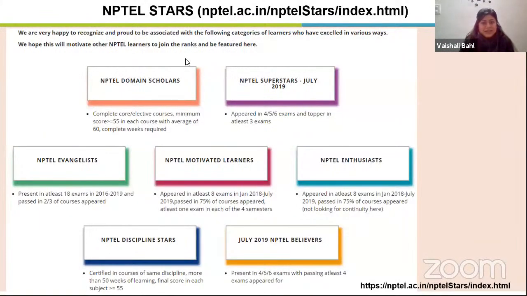Right. Now we have in front of us NPTEL Stars. This is a sort of acknowledgement, the recognition that we give to our learners who have excelled in various spheres. Like we have domain scholars. If you go to nptel.ac.in, you will see the first tab in the header is NPTEL Stars. I'll walk you through that also. The domain scholars are the people who have acquired the domain certification. NPTEL superstars are those who have appeared in 4, 5, or 6 examinations and have been topper in at least 3. We have benefits for toppers that you will see in the PPT ahead.